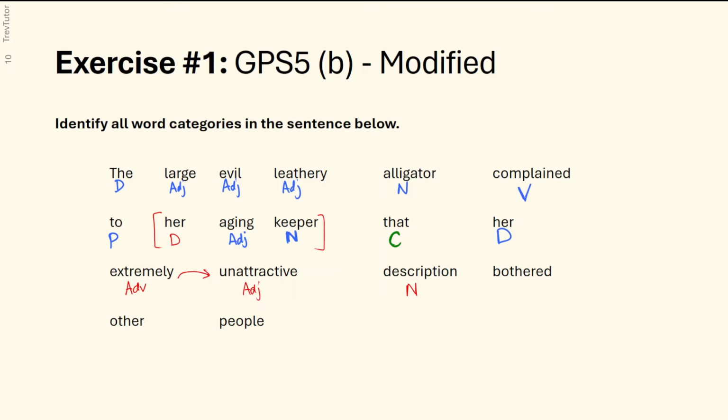Okay, then we have verb for "bothered." That's an action that is happening. And then for "other people," we have the noun, which is people, and "other" is giving them more description. It's not "these people." It's not the specific people we're looking at. It's "other people." So these are the word categories for all of the words above.